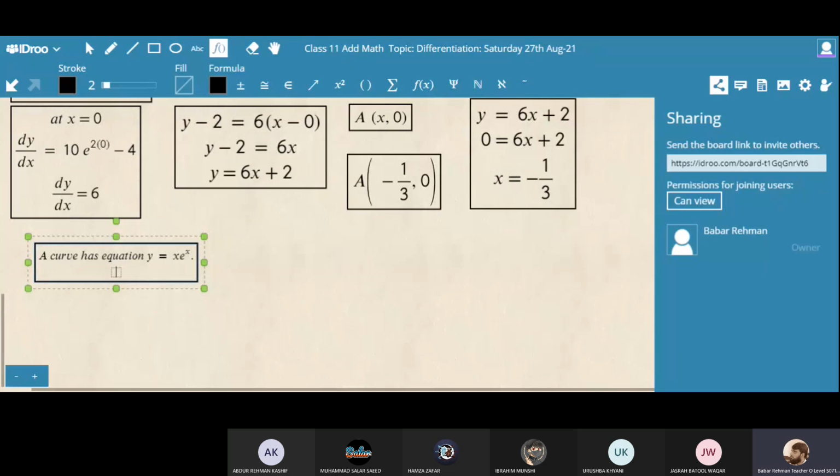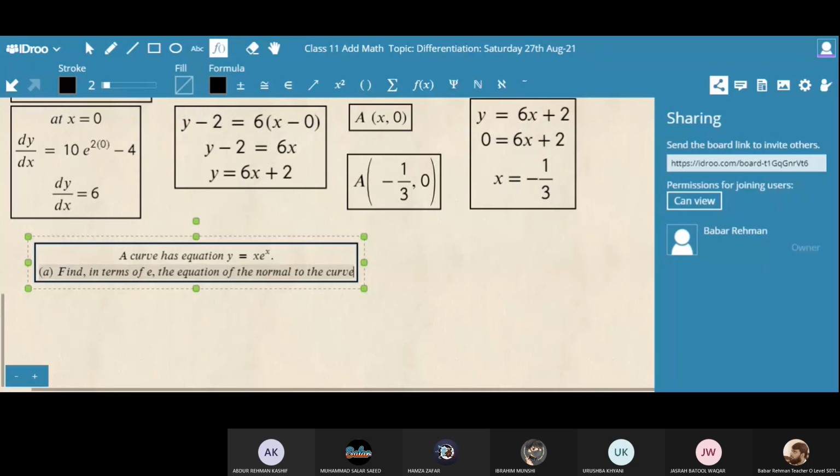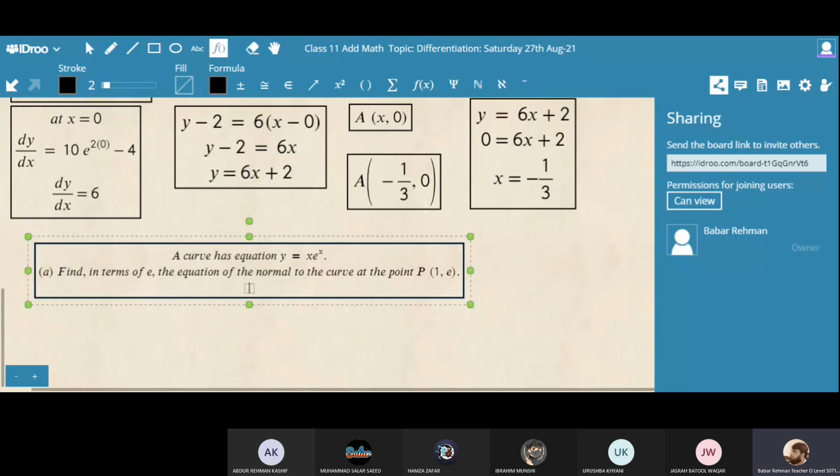now a part. What is a part? Find in terms of e the equation of the normal to the curve at the point 1 comma e. This is the first part, and second part.